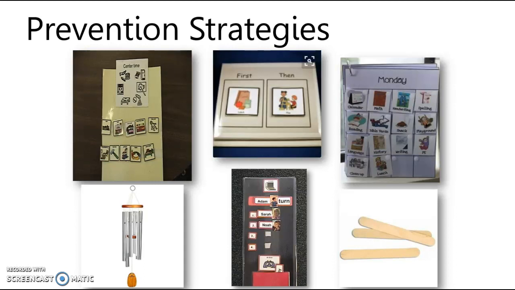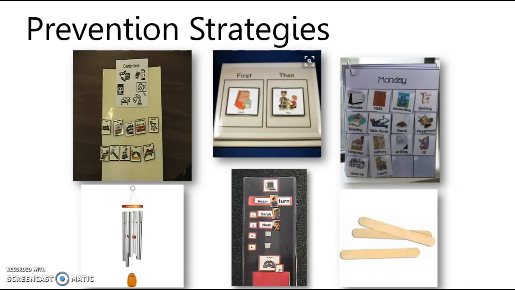You can see here an example of a waiting board, so whose turn it is. For a child who needs some support with waiting, this is an example using the computer. Right now it's Adam's turn, next it will be Sarah's turn, and then it will be Noah's turn. And you can move the names up so the child can see how much closer they're getting to their turn.